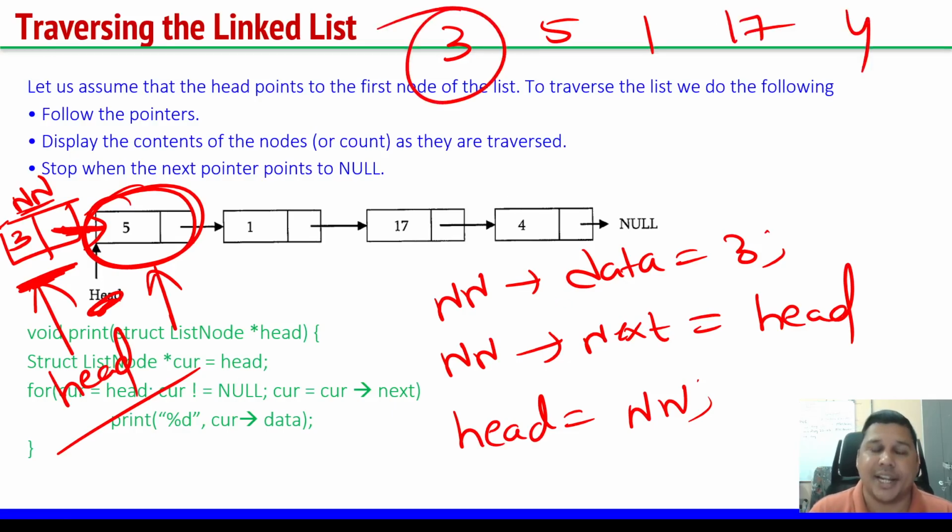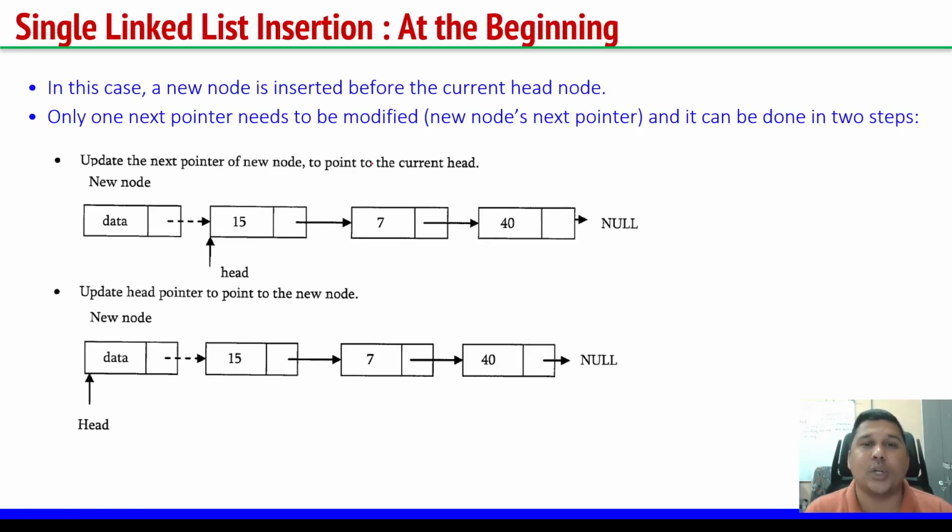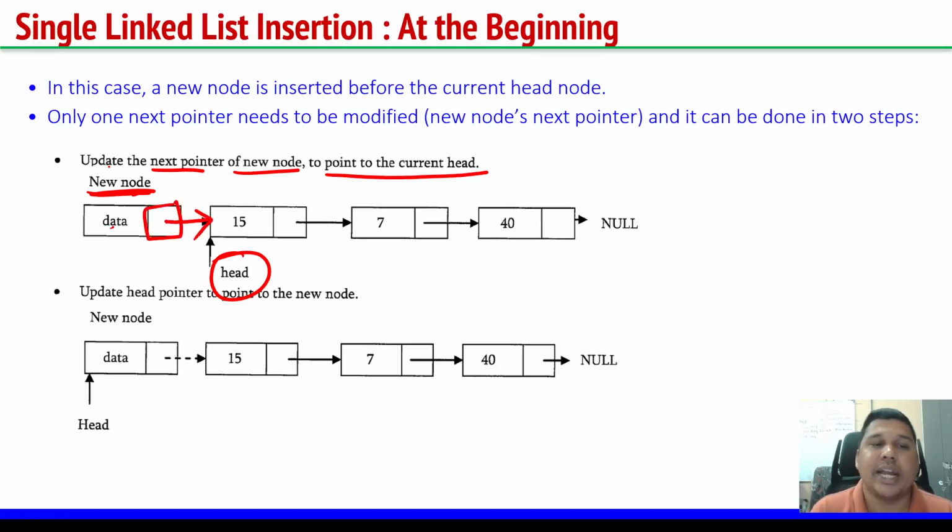New element is added. Okay, let's see the code and try to understand how we insert an element at the beginning. It includes 2 steps. So this one I have to create first, the new node. You see, I am creating the new node with some data. Update the next pointer of the new node to point to the current head. Where is our current head? Here. Make sure that the next of the new node is pointing to head.